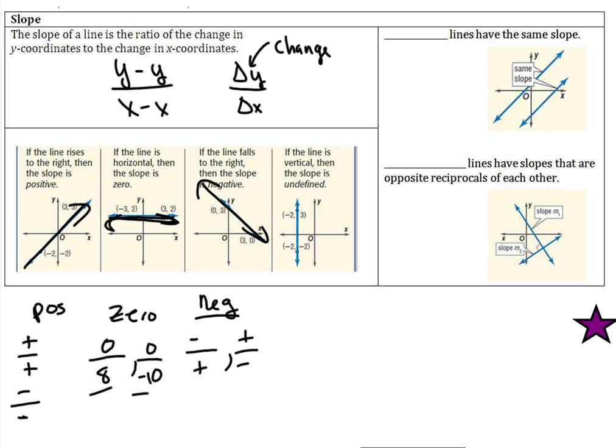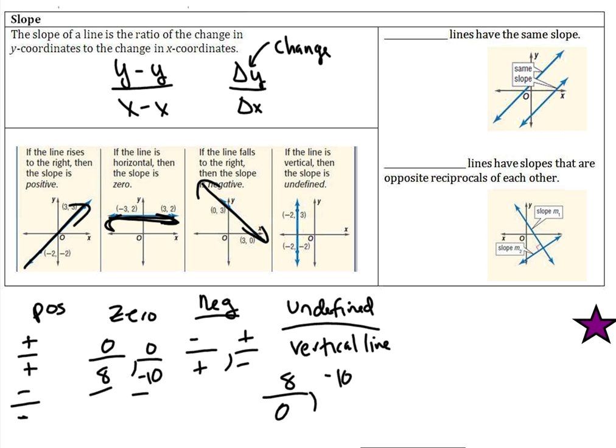The last one's called undefined, and this is by far the one that kids get confused about the most. Undefined is a vertical line. And why is it called undefined? It's called undefined because when you do the slope, you end up with 0 in the denominator, and that's impossible. You cannot divide by 0. Technically you're trying to divide by 0 and you can't do that.